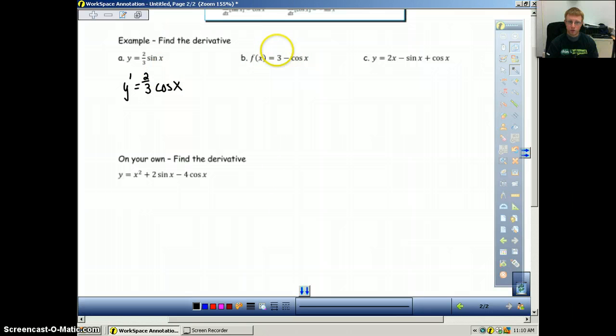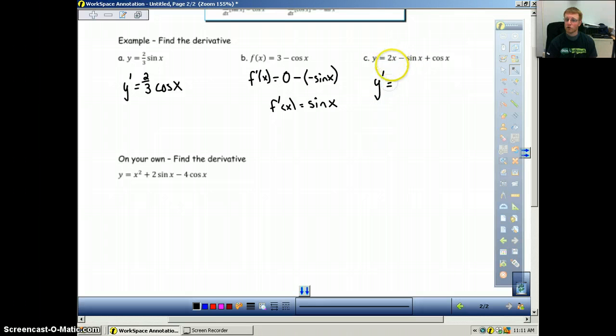Okay, next one, a little bit more difficult, but let's make sure we do this correctly. We have the derivative of 3. We do each of these separately. The derivative of 3 is just 0. And then we have minus, and the derivative of cosine of x is negative sine of x. So notice that minus still stays there. They're just going to end up canceling out. So 0 plus sine of x, our f prime of x, is just going to be equal to positive sine of x.